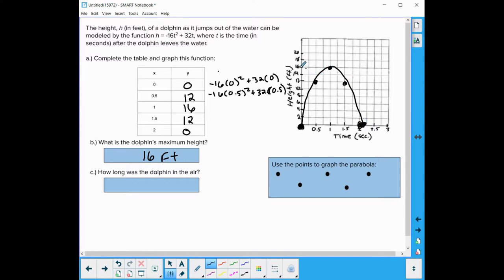So that's why I said the maximum height was 16. 16 was the highest it got out of the water. And it started in the water at 0, and it landed back in the water at 2. So it was in the air for a total of 2 seconds, because it started out of the water at 0 and landed back in the water at 2.